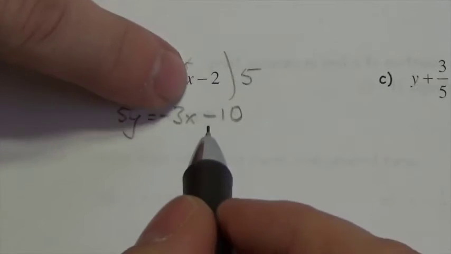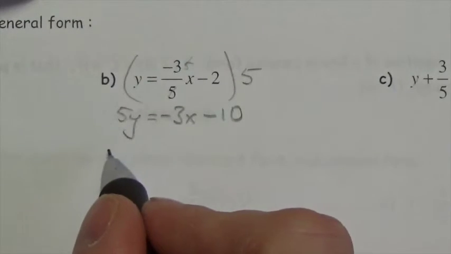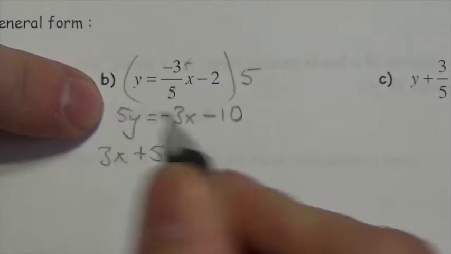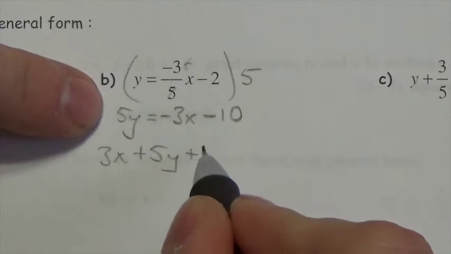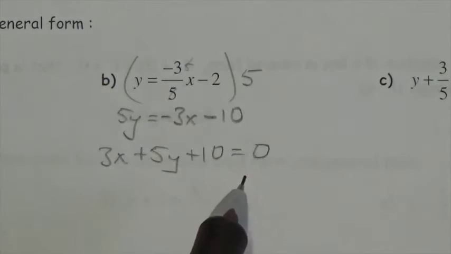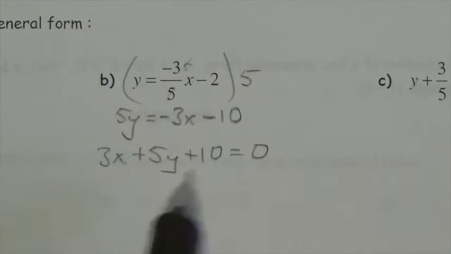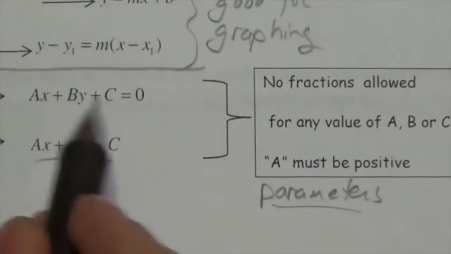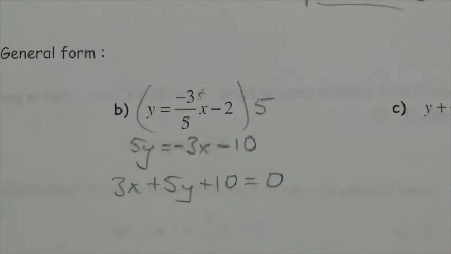Okay? So I'm going to bring everything over to the left-hand side just by adding it. The 5y term was already positive. I'll bring the 10 over, make that equal to 0. And in this case here, notice that everything is on the left-hand side equal to 0 on the right. That's exactly the way I want that to look. So that's good. You can leave it like that.